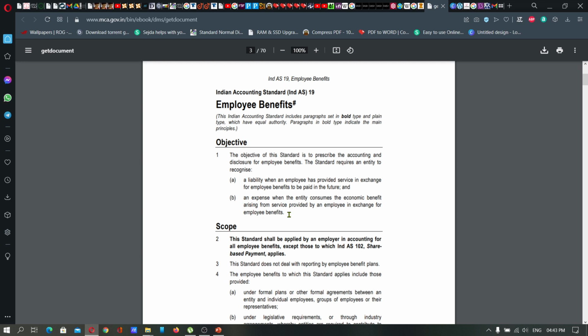So any transaction relating to employee benefits is dealt with as per Ind AS 19 if the company is following the Ind AS standards, and Ind AS 19 specifically deals with all those transactions with regard to employee benefits.